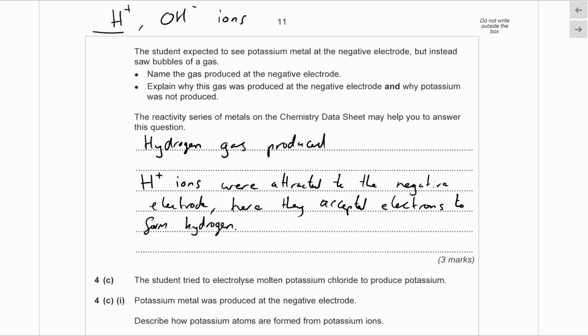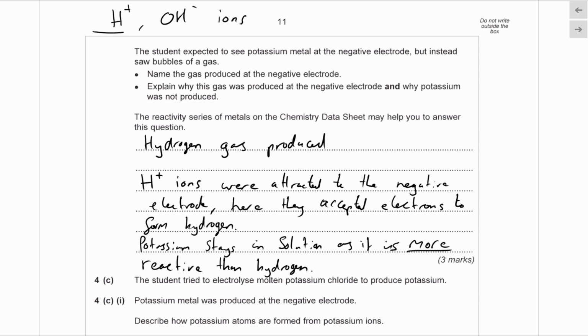Okay, and now we need to say why potassium wasn't produced. Potassium stays in solution as it is more reactive than hydrogen. Alright, and that would be worth the 3 marks.